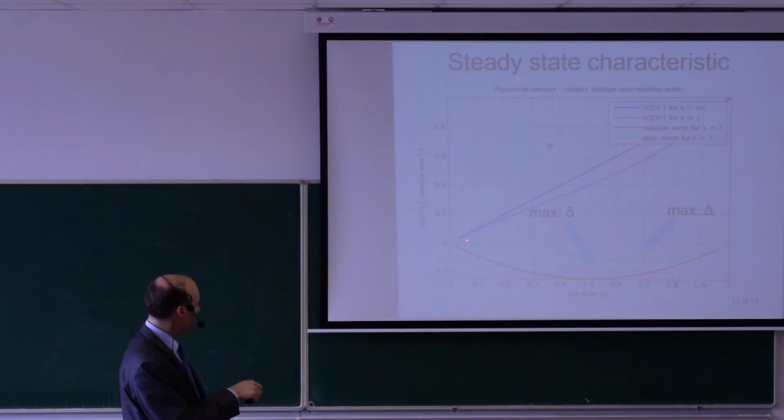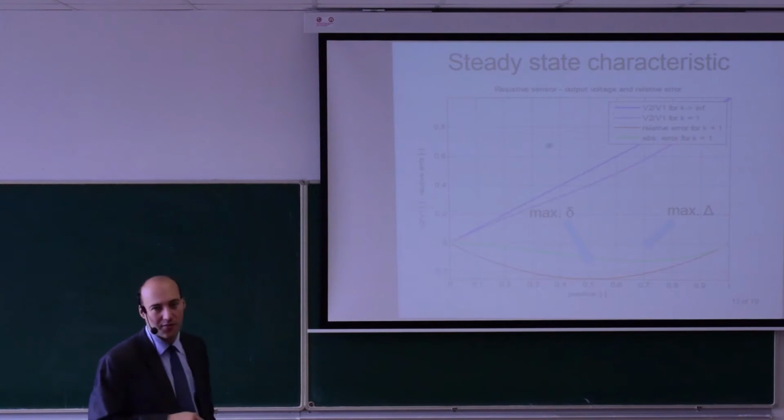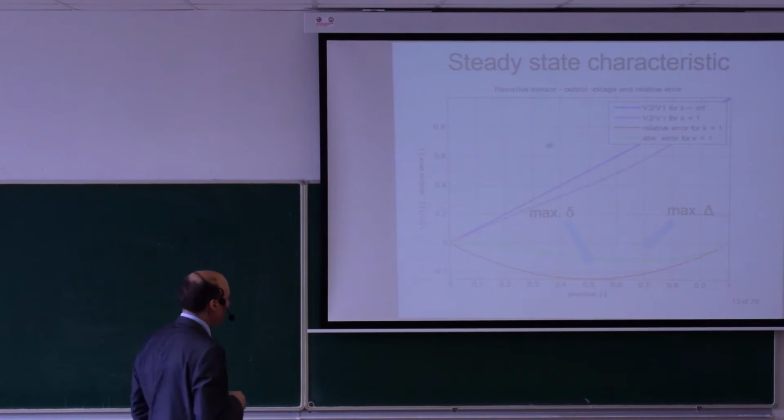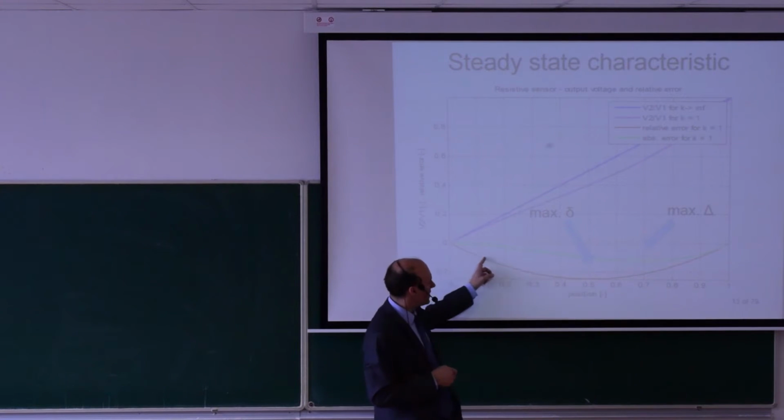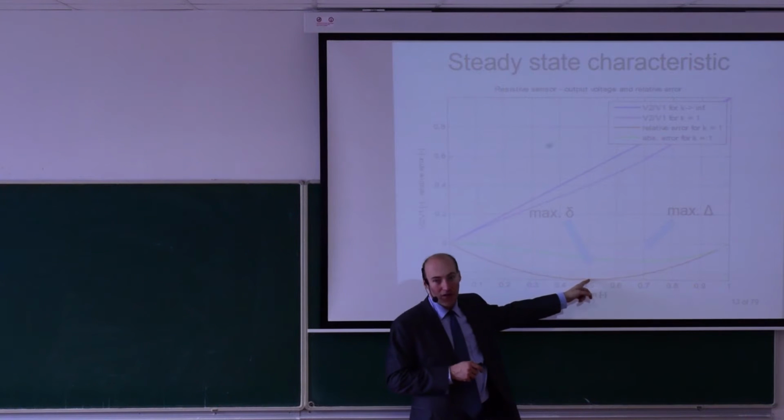The green curve is the absolute error, and we can see that the maximum absolute error is somewhere around here. So it should be 0.69. So here we have the maximum absolute error. And the red curve is the relative error, and we see that the maximum relative error is in the middle.